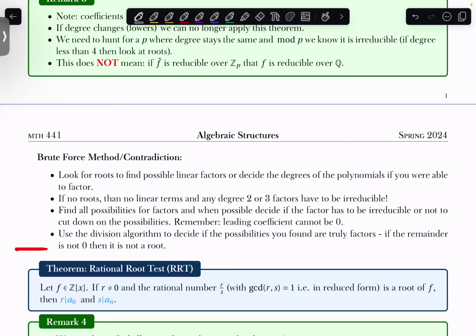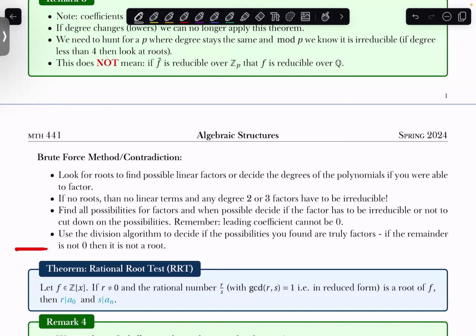But here, if I'm working with coefficients in my field, if I know I don't have a zero or a root of my polynomial, then I know I'm not going to have a linear term. Because if I have a linear factor, then I'm going to be able to find a zero that lives inside of my field there. Okay, so you can keep looking. If there are no roots, again, that's telling you have no linear terms. That's also telling you that any degree 2 or degree 3 factor has to be irreducible, because I can't factor those into linear terms as well, right?